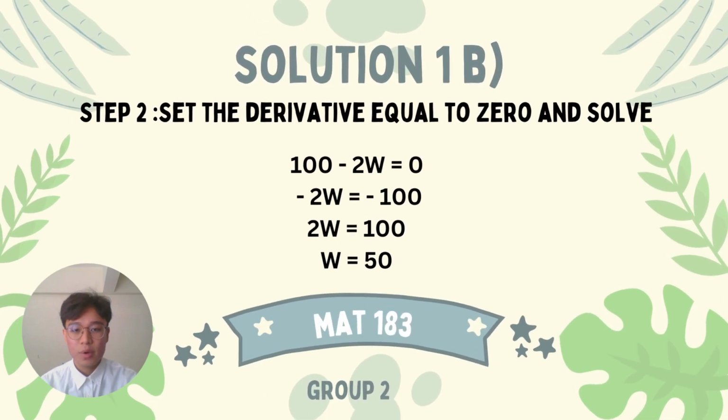For the second step, we set the derivative equals to 0 and solve for W. 100 minus 2W equals to 0, and we will move the 100 to the right hand side, and we will get negative 2W equals to negative 100. And then we make the equation positive by multiplying it with negative 1, and then we will get 2W equals to 100. Finally, we divide the entire equation with 2, and then we will get the final value for W, which is W equals to 50.